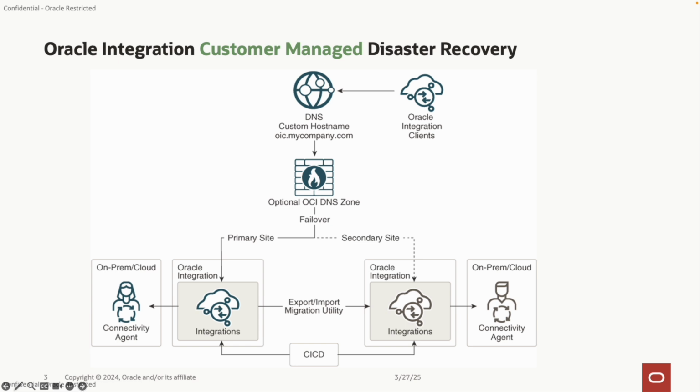There are several key considerations, such as this setup requires synchronizing the Oracle integration metadata at both the sites using a CI/CD pipeline. If there are scheduled integrations, scheduled parameters may not be the latest in the secondary instance as it depends on their updating frequency. And if a connectivity agent is required, you must provision and configure separate connectivity agents for both the primary and secondary OIC instances.